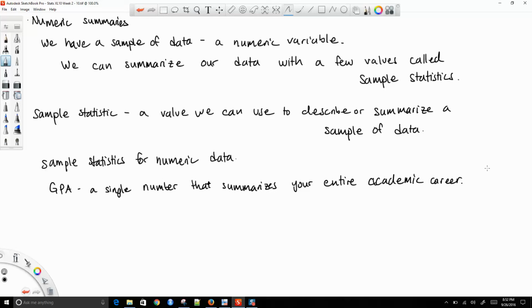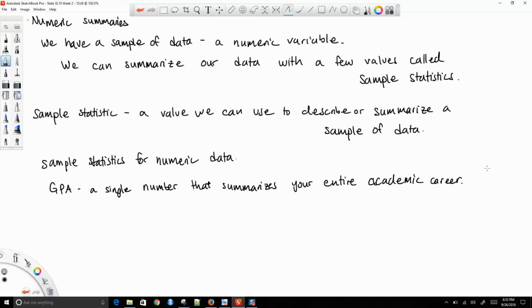Yes, question? Can you explain the difference between weighted and non-weighted? That doesn't apply here. As far as GPAs go, they have weighted and unweighted GPAs, but they don't really matter. They're just different formulas for calculating how we're going to get this single value to summarize your life. So that's what sample statistics are.